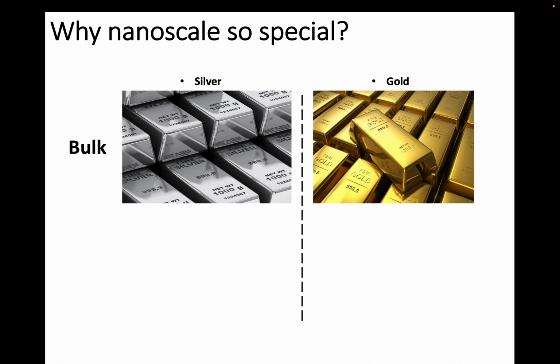And also, these are some examples. At the bulk scale, our way of distinguishing is by optical properties, right? How can you tell between silver and gold? You can look at the color, and then you can tell this should be silver and this should be gold, right? But if we make nanoparticles out of silver and nanoparticles out of gold, these optical properties can be very, very different.